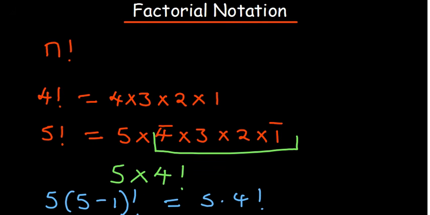Now let's get to something more interesting than that. From that same idea, it implies that if I've got n factorial, it is the same as n itself, and then I reduce it by what? By 1.